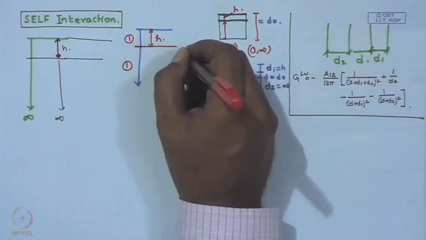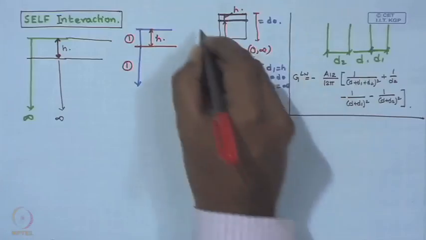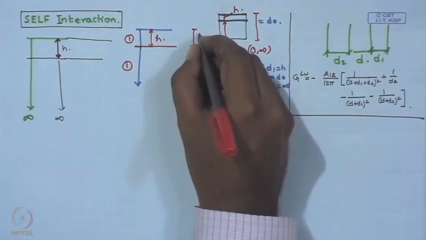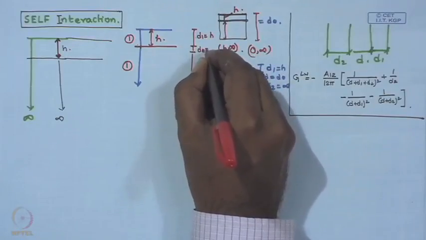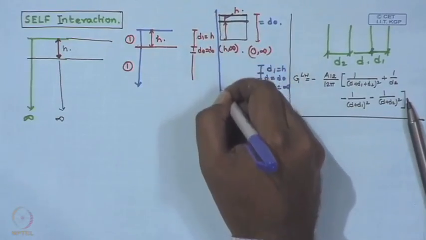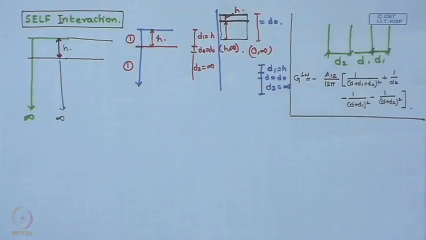And since you have created an interface, we understand that the minimum separation distance that an interface can assume is d0. So, we can have a mental image of this system as d1 equal to h, d equal to d0, and d2 equal to infinity. Okay. So, that is what we have.